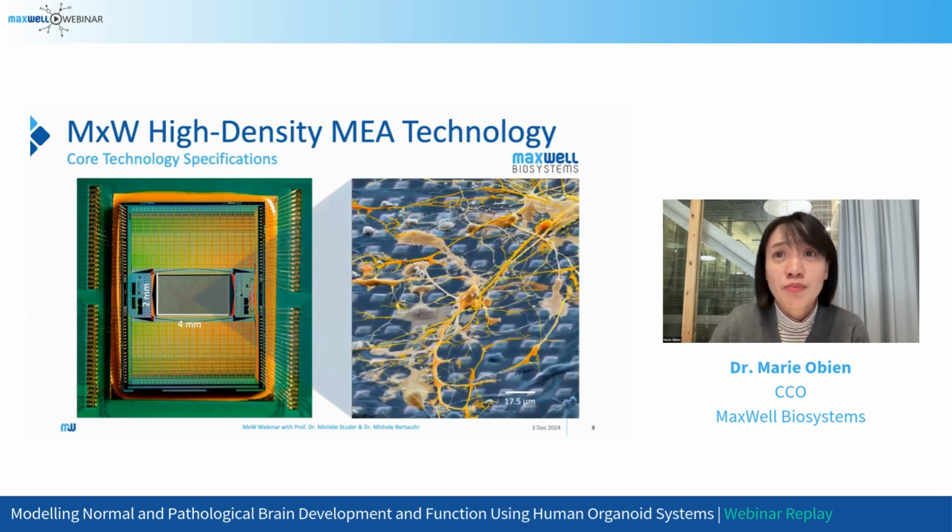Now, looking at this more zoomed in, you can see that the distance between electrode to electrode, center to center, is 17.5 micrometers, which allows us to actually capture the signal of every cell across multiple electrodes, such as this one, which is how we are able to do this axon tracking assay.